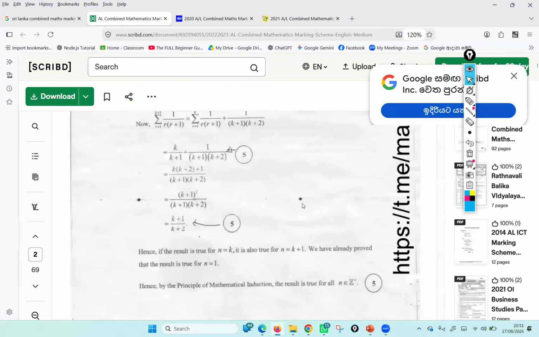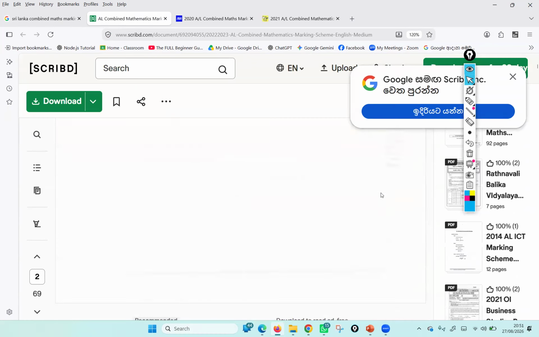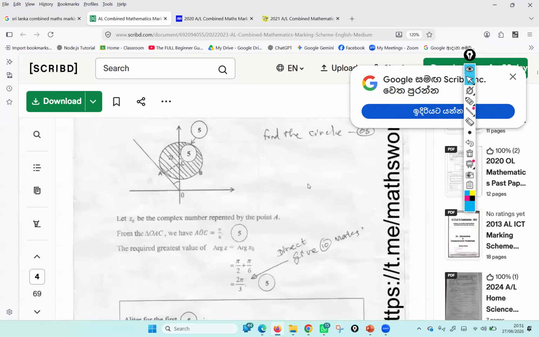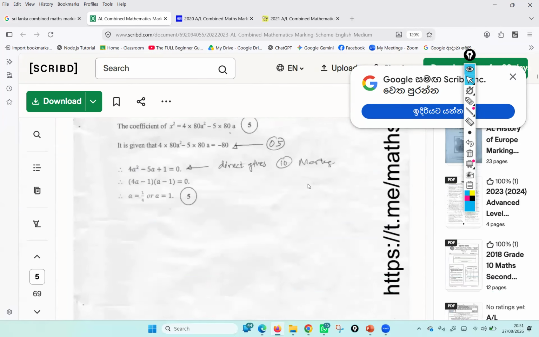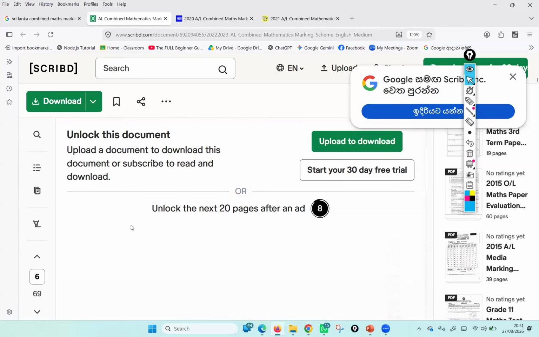So you can see everywhere you can see limits. You can see limits. This is a very, very core concept, right?